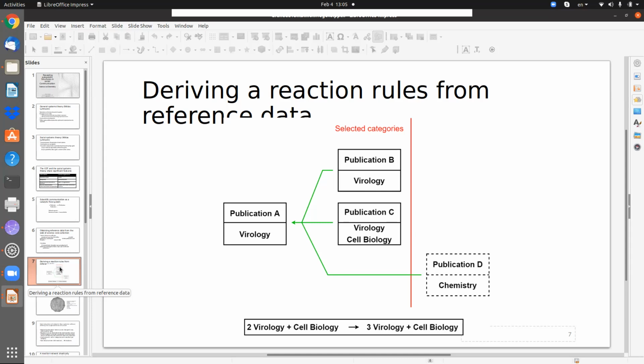You're shaking your head. Yeah, I don't get it. Because it's one there and 3 there. Yeah, okay, I missed that. I had a selection of categories of only 12. So in this case, chemistry is outside my collection. Of course, if I would have gone for a full-scale picture, the actual reaction would have been 2 virology plus cell biology plus chemistry go to 3 virology plus cell biology plus chemistry.